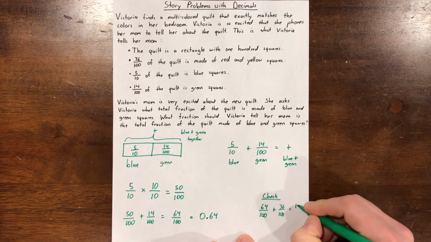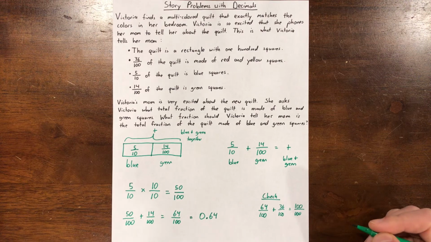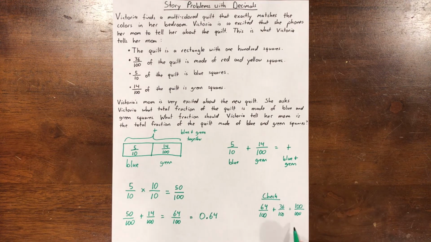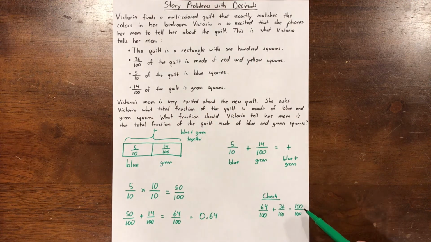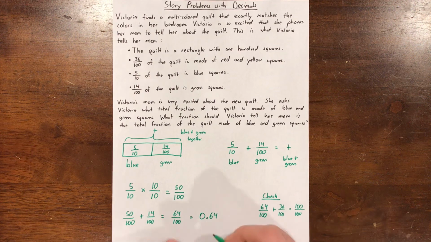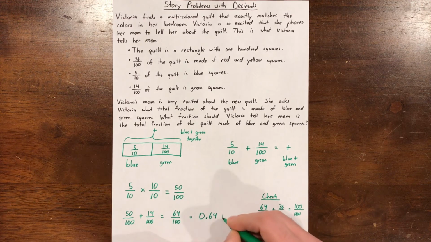That does in fact equal 100 out of 100, and that makes sense, right? That's one whole. We have a quilt that is 100 squares. So this accounts for 100 out of the possible 100 squares. Okay, so that means that we can be pretty sure that 64 hundredths are blue and green.